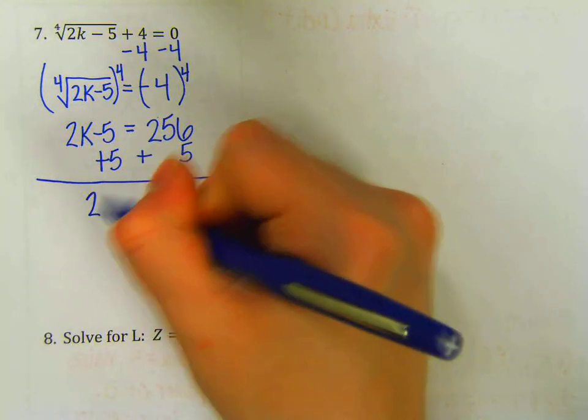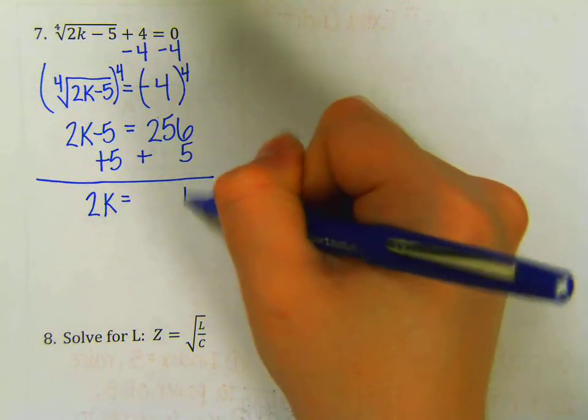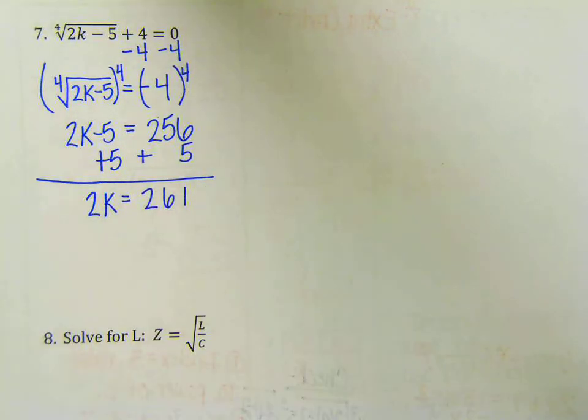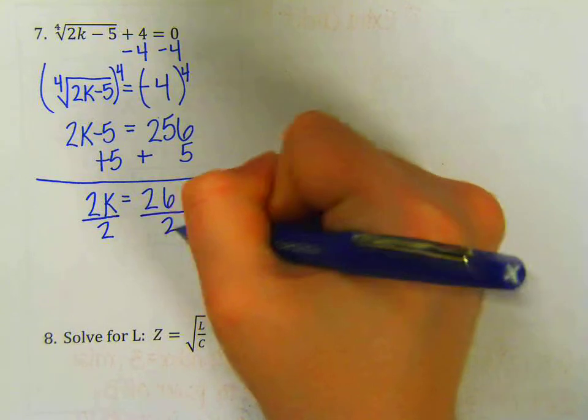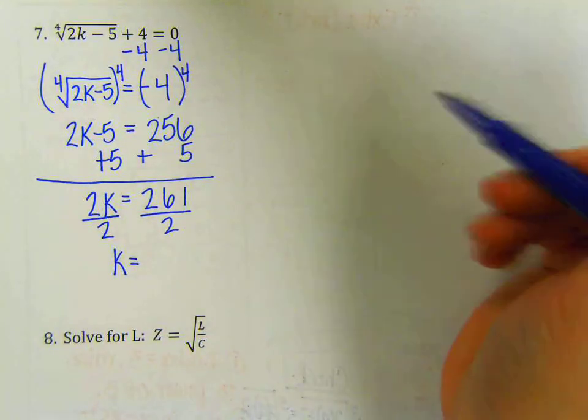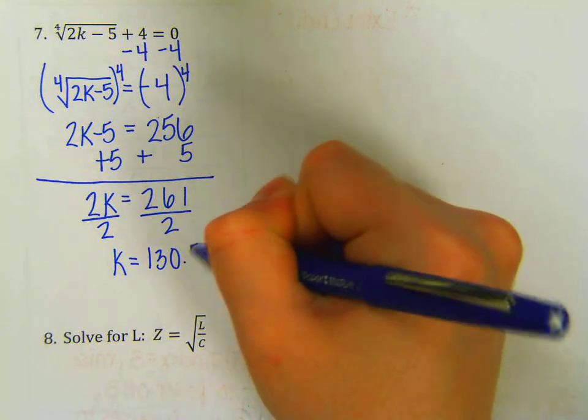So I get 2k equals 261. Divide both sides by 2. And what do you get for k? 130.5.